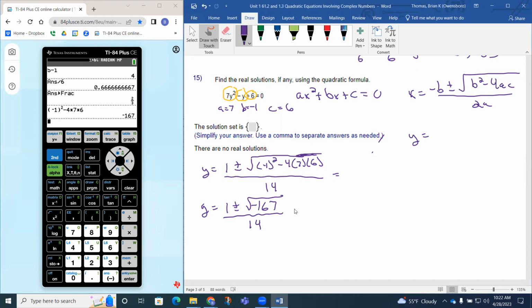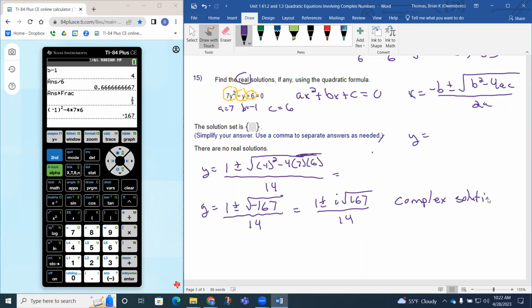But notice how the negative is going to come out as an i. This is going to be 1 plus or minus i square root of 167 over 14. Well, since it says we want real solutions, this actually is a complex solution. So this is a bigger set. This does not belong to the set of real numbers.